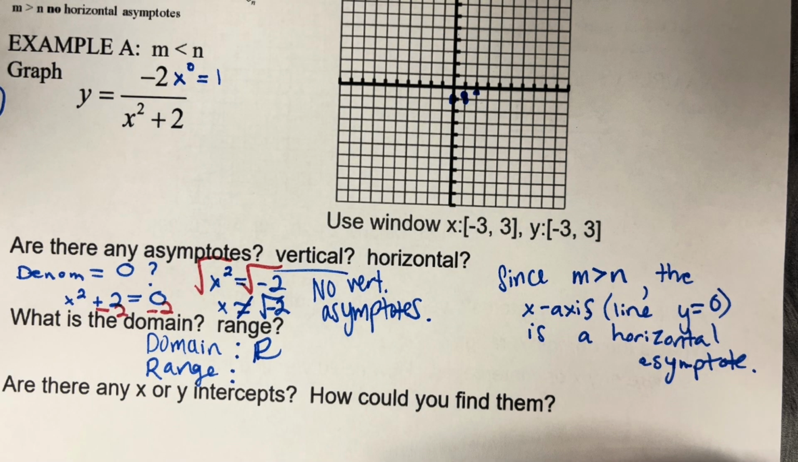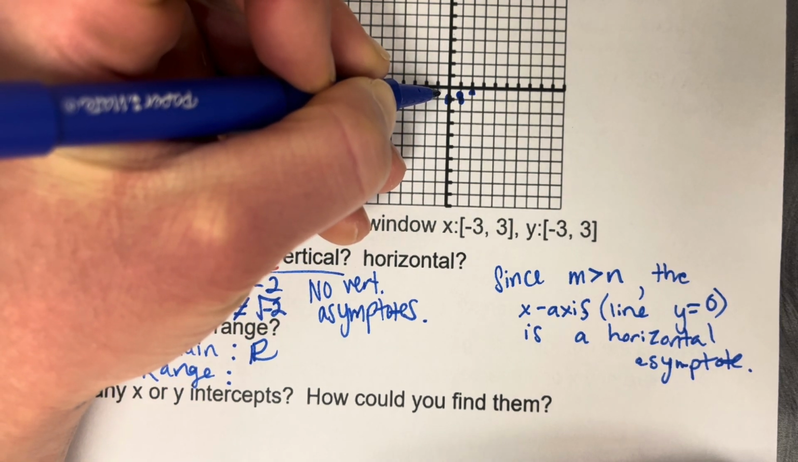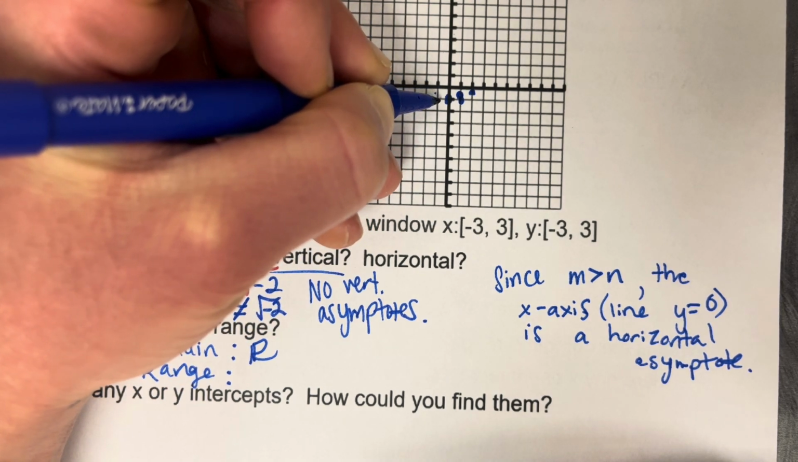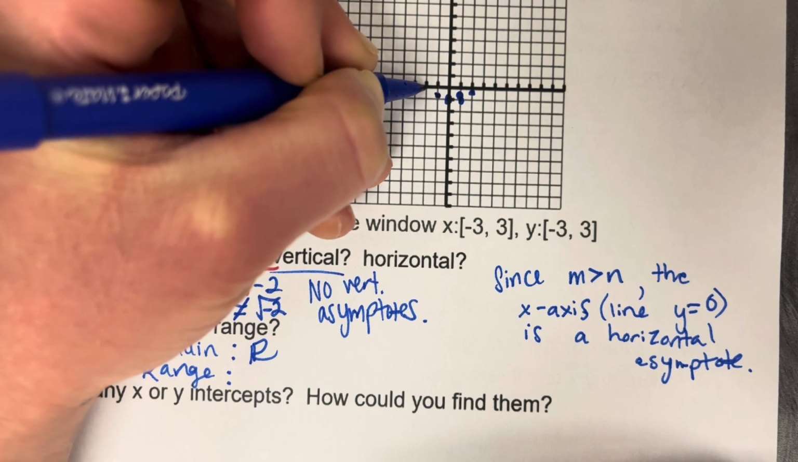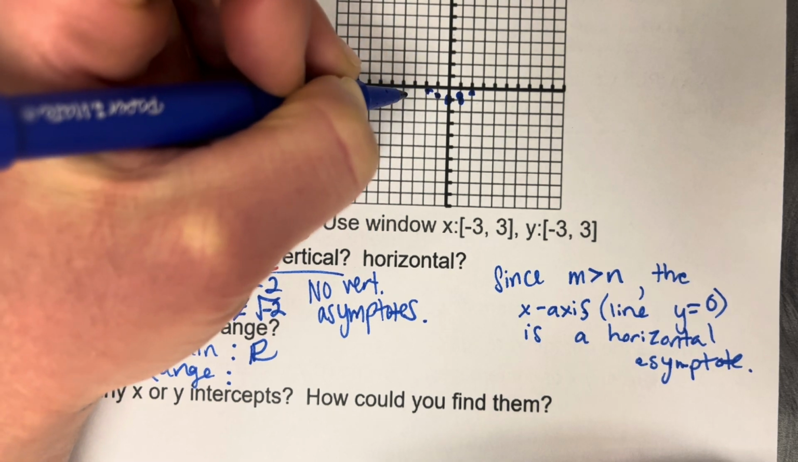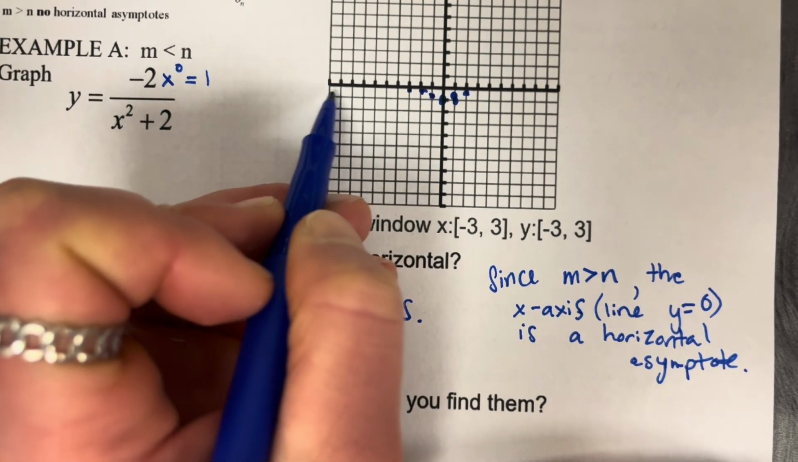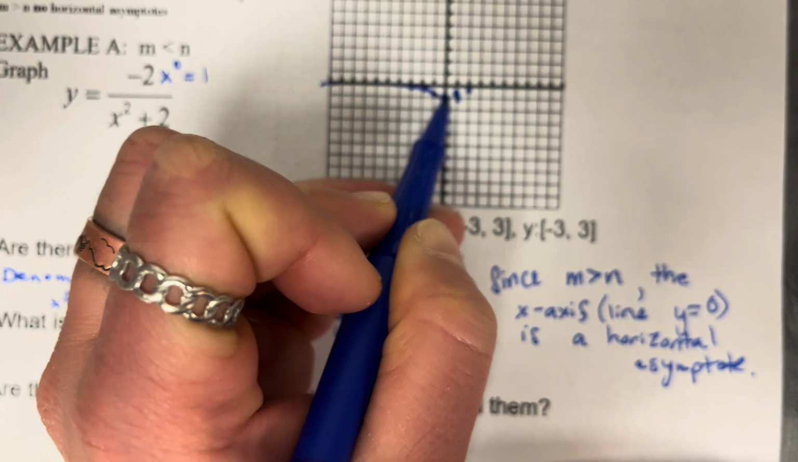Let's do a few negative points. So on -1, we have -2/3. On -2, we have -1/3. And on -3, a smaller decimal. So we kind of get this very squished U shape.